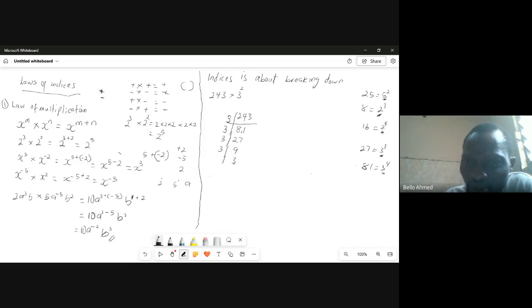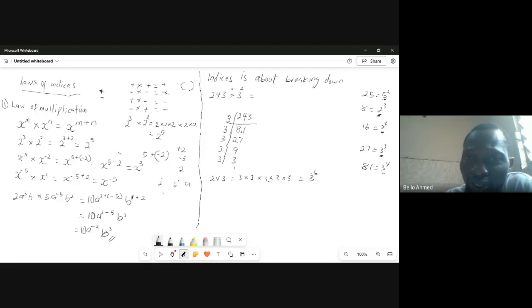Can 3 go in 3? Yes, and that gives 1. Do you understand? So that means 243 equals 3 times 3 times 3 times 3 times 3, which in index form is 3 raised to power 5. So now, going back to this question, 243 becomes 3 raised to power 5.